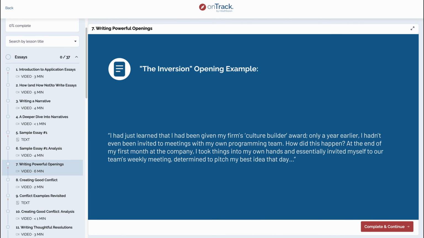I had just learned that I'd been given my firm's Culture Builder Award. Only a year earlier, I hadn't even been invited to meetings with my own programming team. How did this happen? At the end of my first month at the company, I took things into my own hands and essentially invited myself to our team's weekly meeting, determined to pitch my best idea that day.